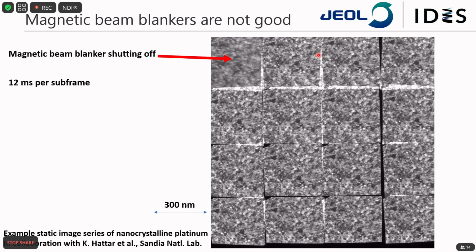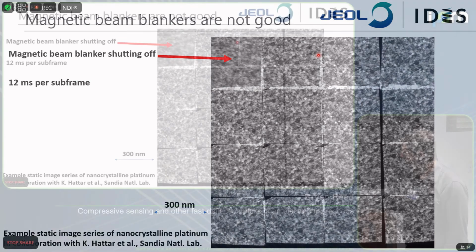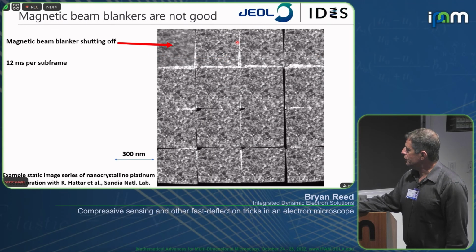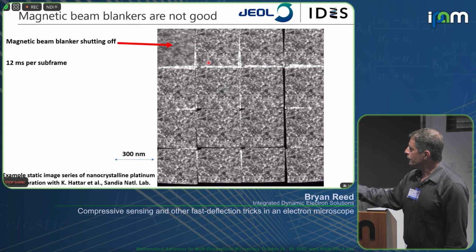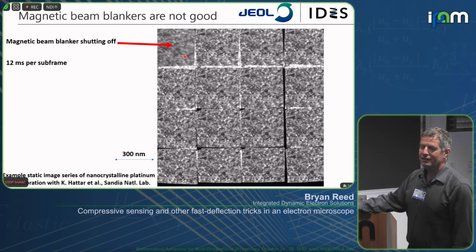So this is explaining magnetic beam blankers are not good. This is using our electrostatic stub framing system, which I'm going to describe a little further. But we're subdividing a camera into a 4x4 array of smaller frames using a fast deflector between the last electron lens and the camera. And we can switch discretely between states nice and cleanly and get these 15 images at 12 milliseconds each. But the first image, oh my God, what happened to that, right?